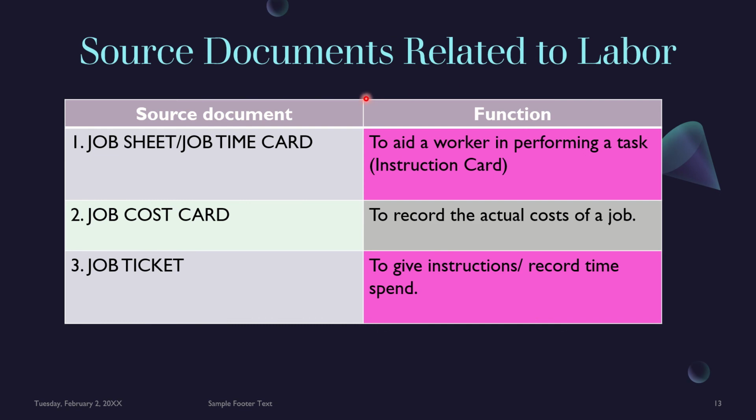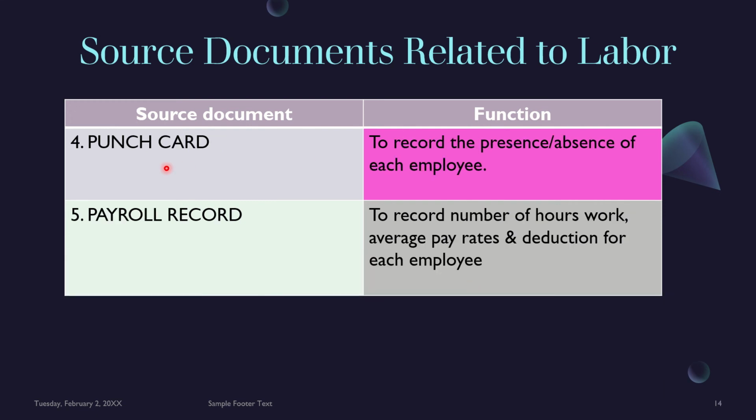Some of the source documents related to labor are as follows. Number one, job sheet or job time card. The function is to aid a worker in performing a task. Number two is a job cost card, to record the actual cost of a job. Number three is a job ticket, used to give instruction or to record time spent. Number four is a punch card, used to record the presence or absence of each employee.